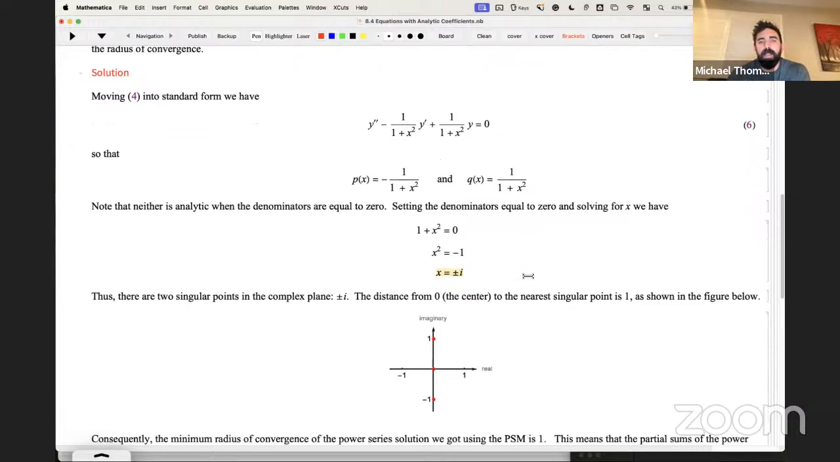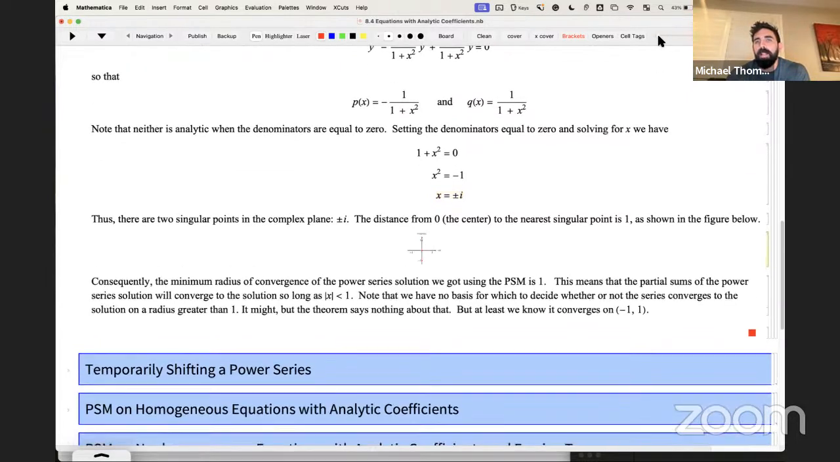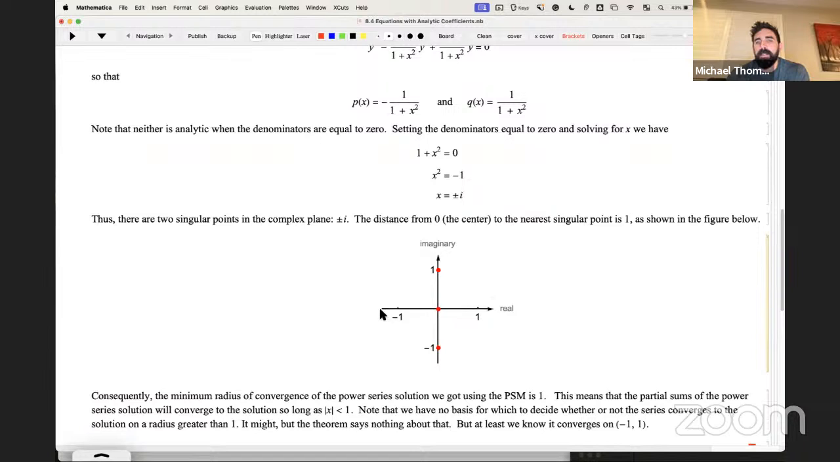So let's graph these in the complex plane. In the complex plane, you have a real axis, which is usually written horizontally, and an imaginary axis, which is written vertically. The imaginary axis is the axis which counts i's, and the real axis is the axis that counts ones. So this would be 1i, and that would be 1. Our center's at 0, and we found that there's 2 singular points, one here and one here, and the distance from 0 to the nearest singular point, well, they're the same distance, but it's 1.